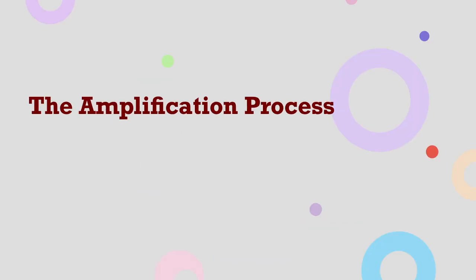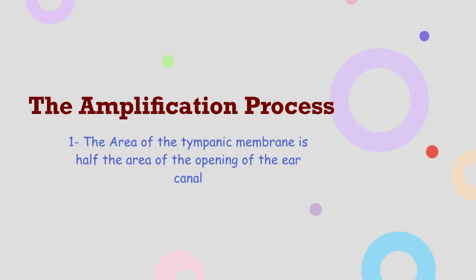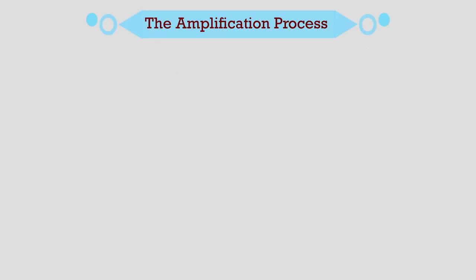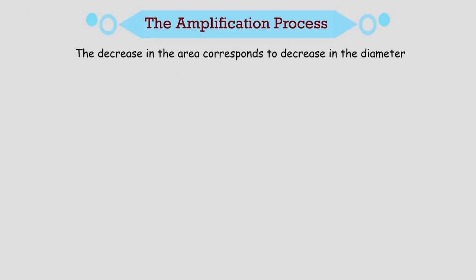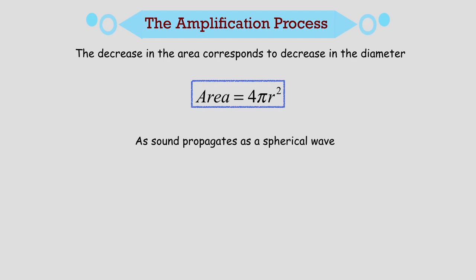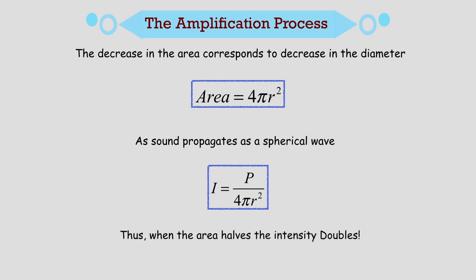However, they can have equal loudness as the hearing level depends on both the sound intensity level and frequency. The amplification processes. 1. The area of the tympanic membrane is half the area of the opening of the ear canal. The decrease in the area corresponds to a decrease in the diameter because the area is directly proportional to the diameter squared, as sound propagates as a spherical wave. The intensity equals the power over 4 pi r squared. Thus, when the area halves, the intensity doubles.